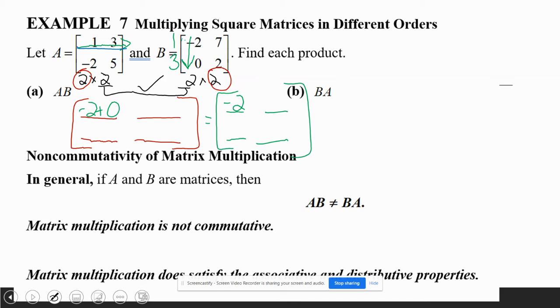Now I'm going to multiply row 1 on A by the second column on B. So 1 and 3. 7 times 1 is 7. 2 times 3 is 6. 7 plus 6 is 13.